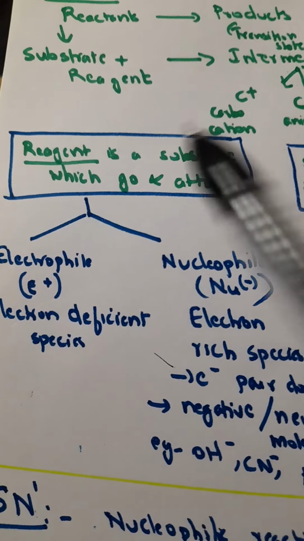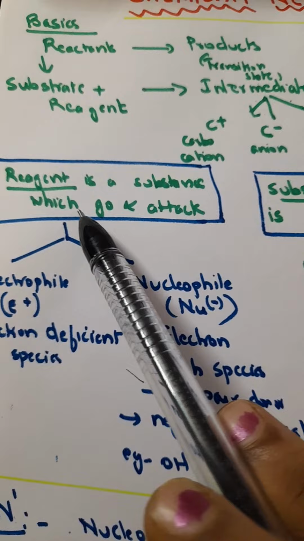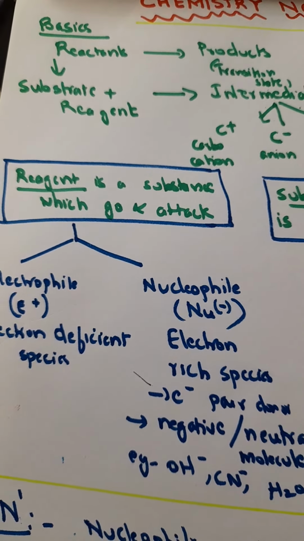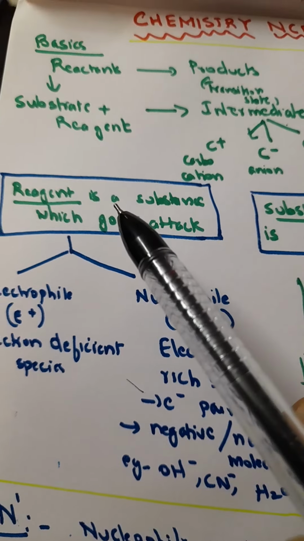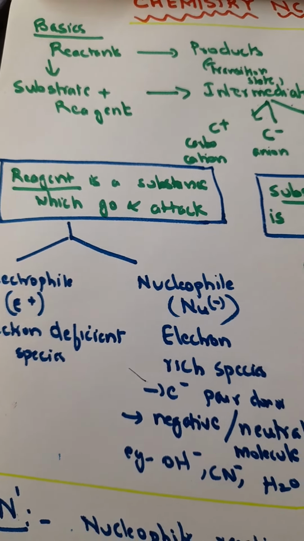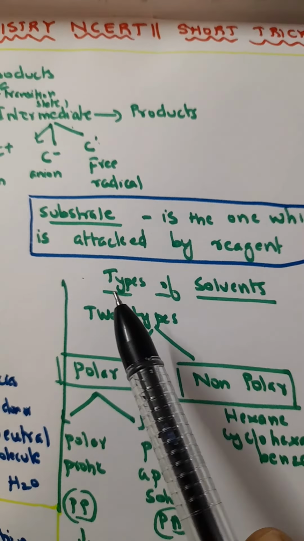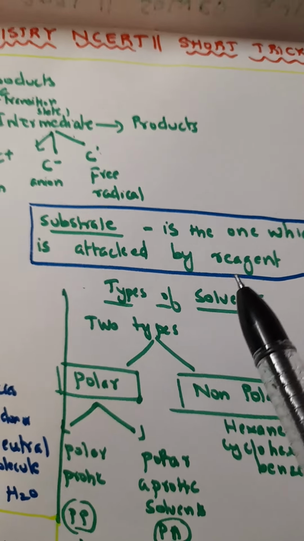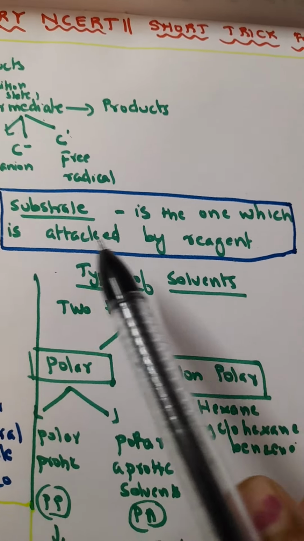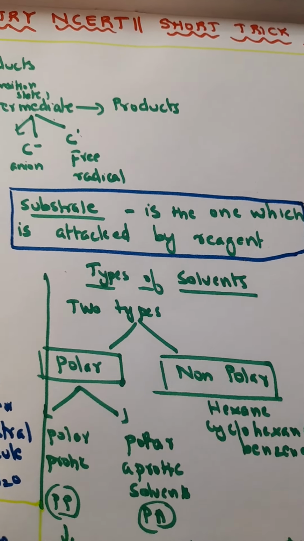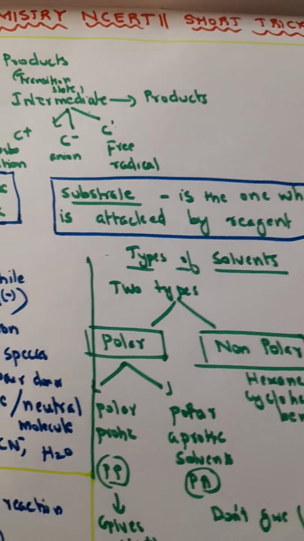Now we will see what is meant by a reagent. What is a reagent? It is a substance which goes and attacks in a chemical reaction. Reagent is a substance which goes and attacks, whereas substrate is the one which is attacked by the reagent. So the reagent will go and attack the substrate. Now we can also say that substrate is the one which is attacked by the reagent.